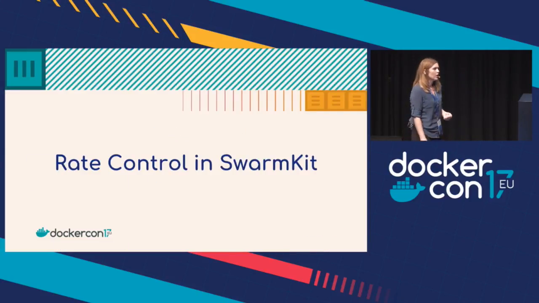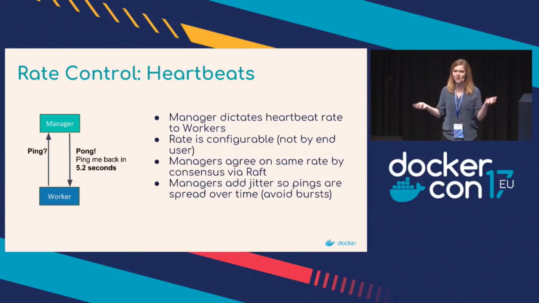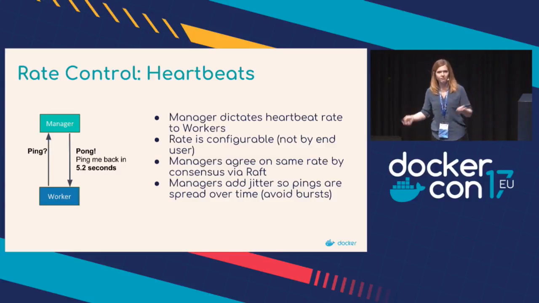So let's talk about rate control, because that's kind of the biggest problem that we have to solve when we're using that pull model, because that connection is always open, so we don't want the workers just being super chatty over the network and overwhelming everything. So we can walk through a couple different scenarios of when rate control has been enacted. The worker sends a heartbeat message up to the manager and is like, "Hey, are you alive?" And the manager's like, "Yeah, I'm alive. And also, don't ping me for 5.2 seconds."